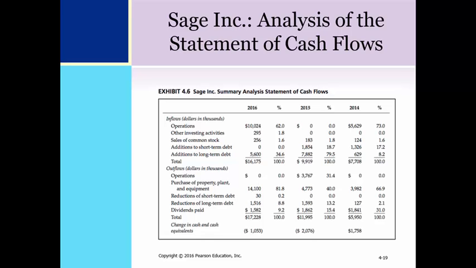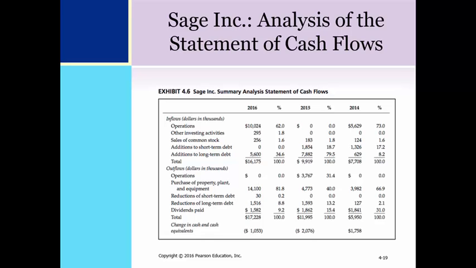Let's now go over the analysis of cash inflows. This schedule shows us that Sage generated the majority of cash inflows from operations in 2014 and 2016. This is the preferred method for generating cash. In 2015, all cash inflows were the result of borrowing or stock sales. In 2014 and 2016, Sage did supplement inflows by using debt and stock sales.